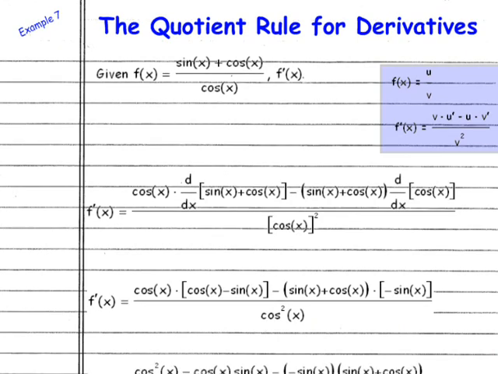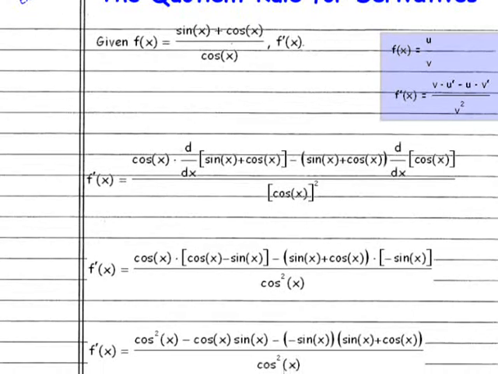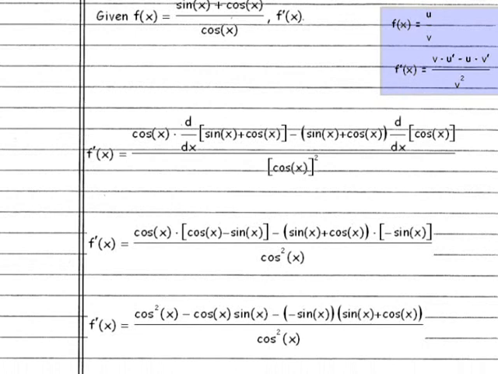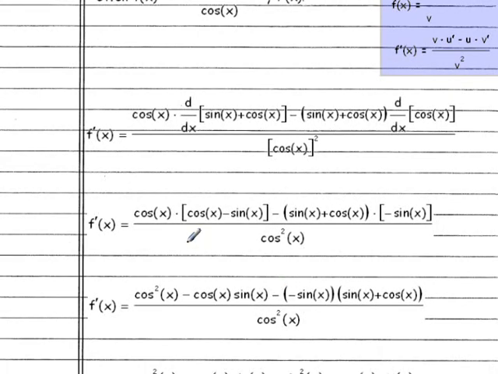Let's see, our next step down here is to actually do this distribution. So we have the cosine of x times the cosine of x. That's how we get cosine squared x. And then the cosine of x times negative sine x, and so we get negative cosine x sine x.